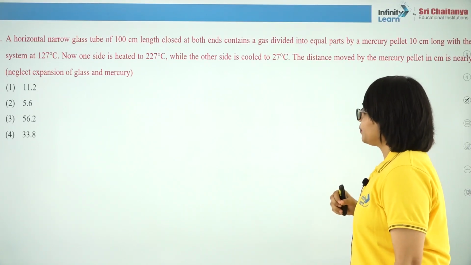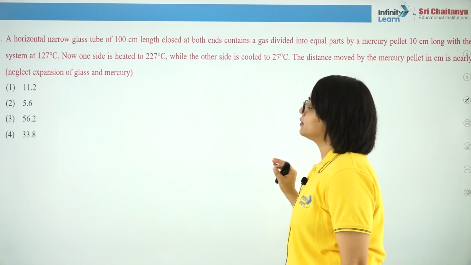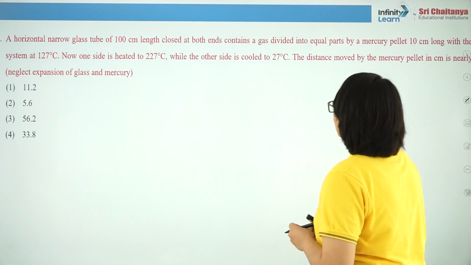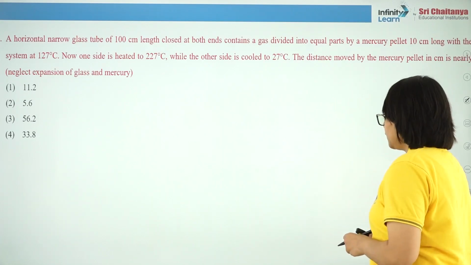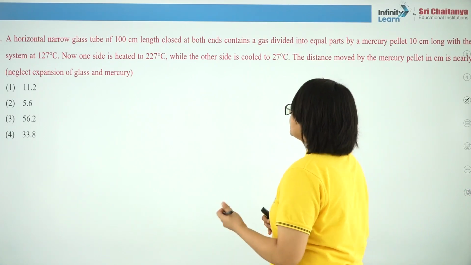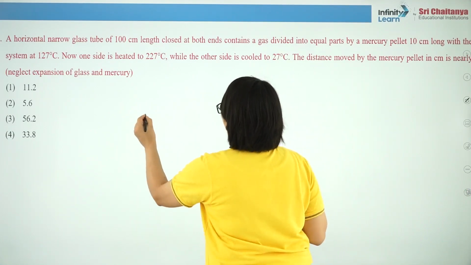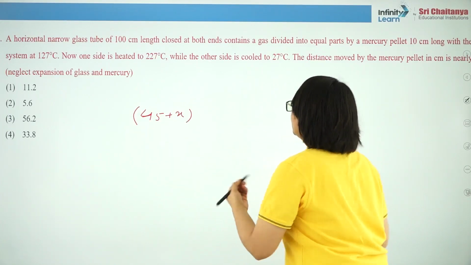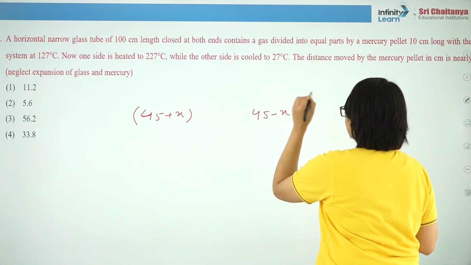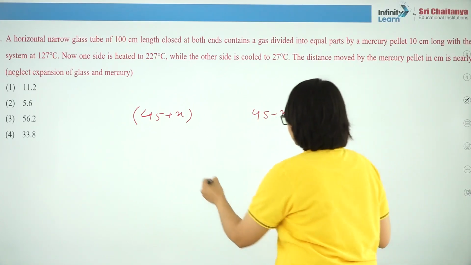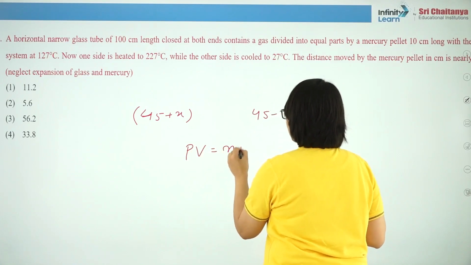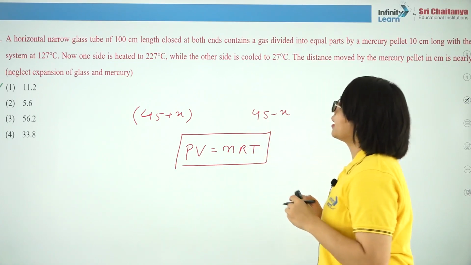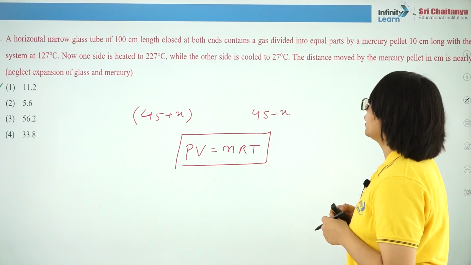So, let us say at the hot end the distance moved by the mercury pellet is x centimeter, right. So, what you can do is you can equate the number of moles initially and finally. Let us say for hot end the length of the column is now 45 plus x, and for cold end it will be 45 minus x, right, and apply PV is equals to nRT and equate the number of moles initial and final. You will get your answer as 11.2, which is option 1.